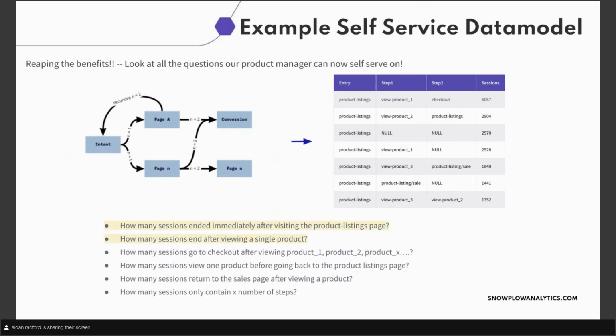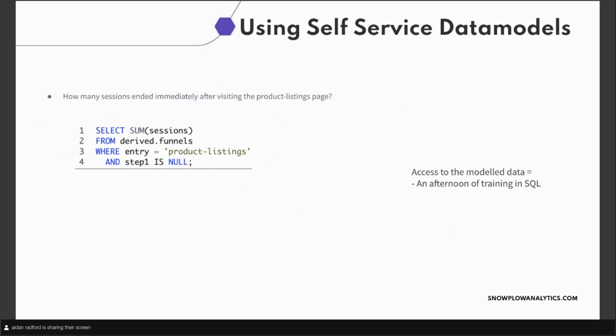So if we just take these first two questions, then we can take a look at how we've translated this diagram on the left-hand side into a data modeling table that can be used for very simple self-service, and how with only 4 lines of query, we can answer this first very simple question of how many sessions ended immediately after visiting the product listings page using this query here.